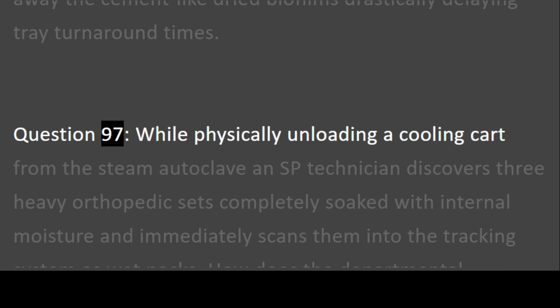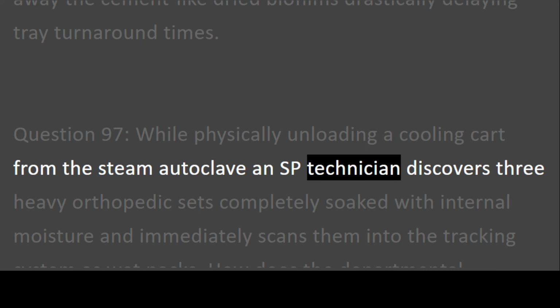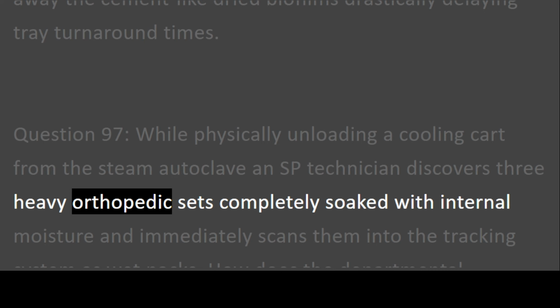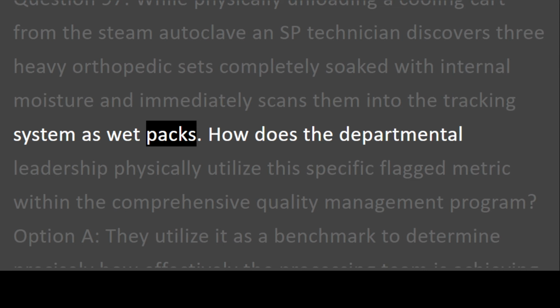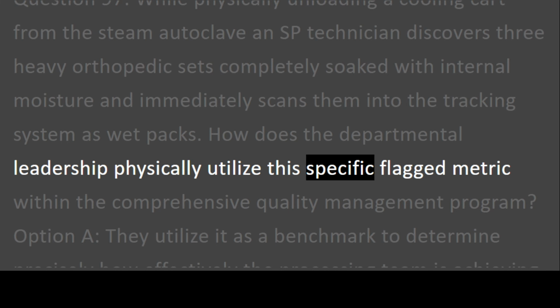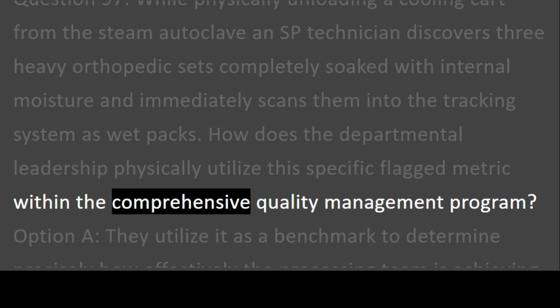Question 97. While physically unloading a cooling cart from the steam autoclave, an SP technician discovers 3 heavy orthopedic sets completely soaked with internal moisture and immediately scans them into the tracking system as wet packs. How does the departmental leadership physically utilize this specific flagged metric within the comprehensive quality management program?